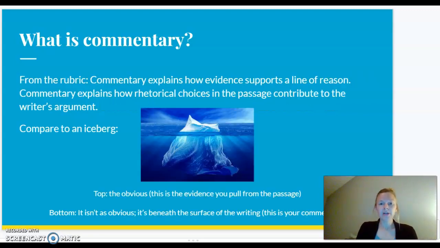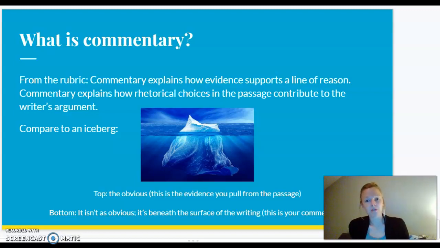So commentary, this is actually taken right from the rubric. I know people like to think about thesis and sophistication in terms of the rubric a lot, but in each of those categories, you can only get 1 point each. In the commentary and evidence section, you can get up to 4 of the 6 points. So that's pretty important. I feel like if you can figure these things out, you're setting yourself up for success for sure. So straight from the rubric, it says that commentary explains how evidence supports a line of reasoning.